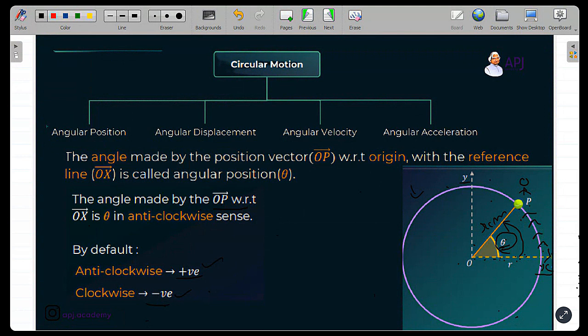I hope angular position is clear to you. What do you mean by angular position? Very simply I have explained angular position: direction of... Okay, ये तो angular displacement. Now the next part is angle.